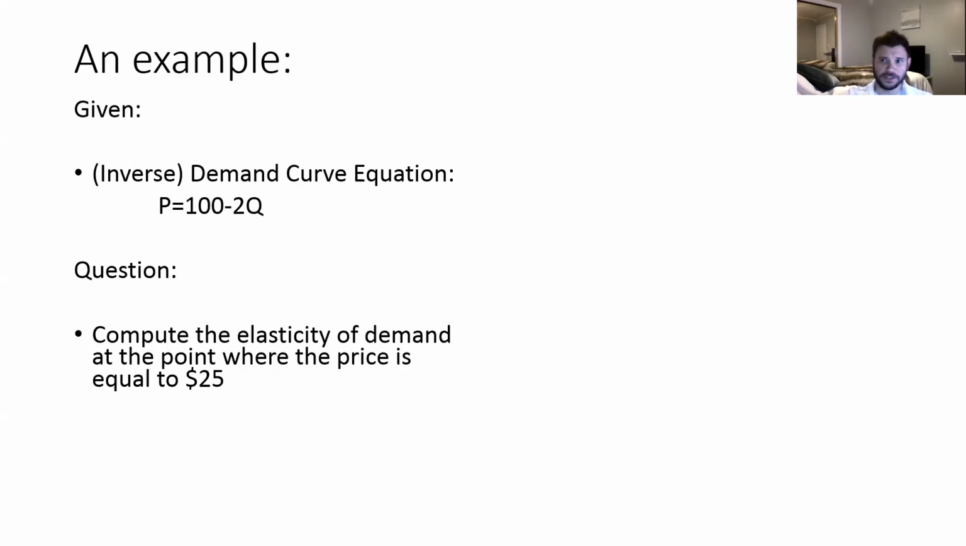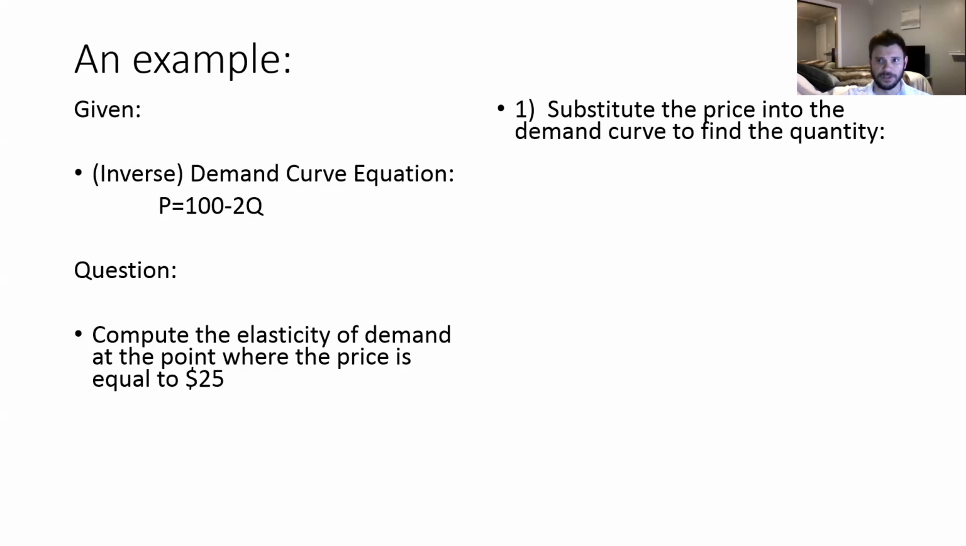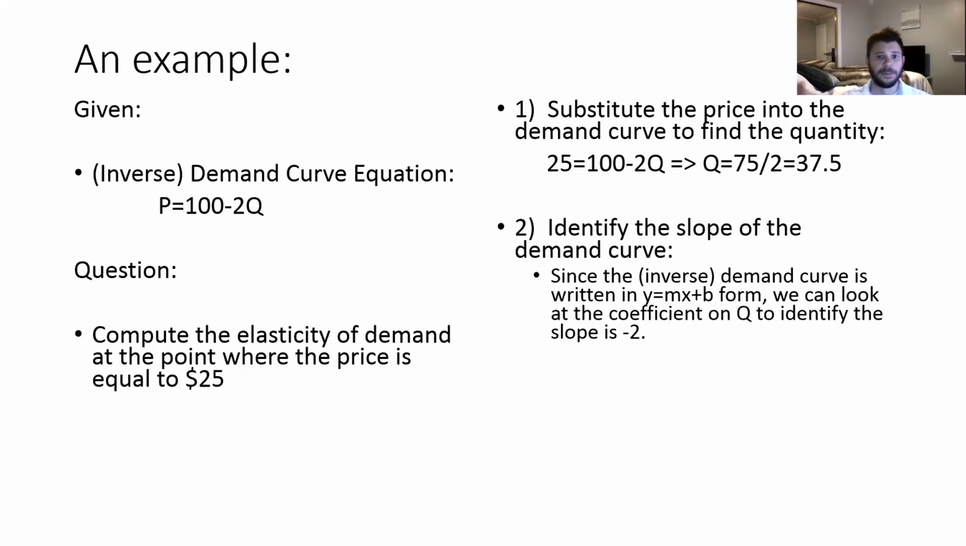We already know the price. So the first thing we're going to do is plug the price back into the demand curve equation for P, and we're going to solve for the quantity. So if we do that, we find a quantity here of 37.5 units. The next thing we have to do to apply our formula is identify the slope of the demand curve. And as I mentioned, because the demand curve is already written in the inverse form, P is the Y variable, Q is the X variable. So all we have to do is look at the coefficient on Q, which is -2, which must be the slope of that demand curve.